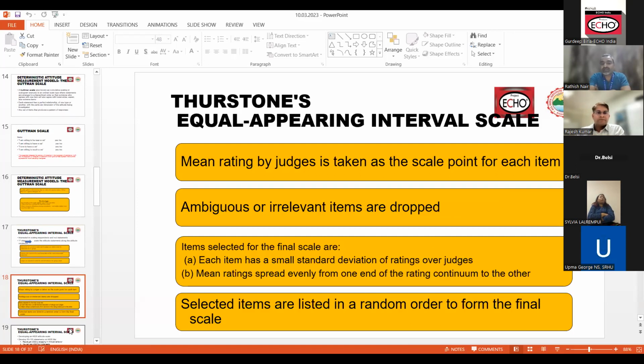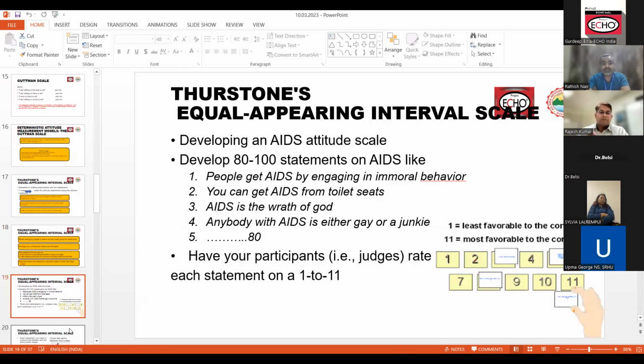Mean rating by judges is taken as the scale point for each item. Ambiguous or irrelevant items are dropped. Items selected for the final scale each have a small standard deviation of ratings over judges. Mean ratings spread evenly from one end of the rating continuum to the other. Selected items are listed in a random order to form the final scale. That is how a Thurstone's equal appearing interval scale is constructed.